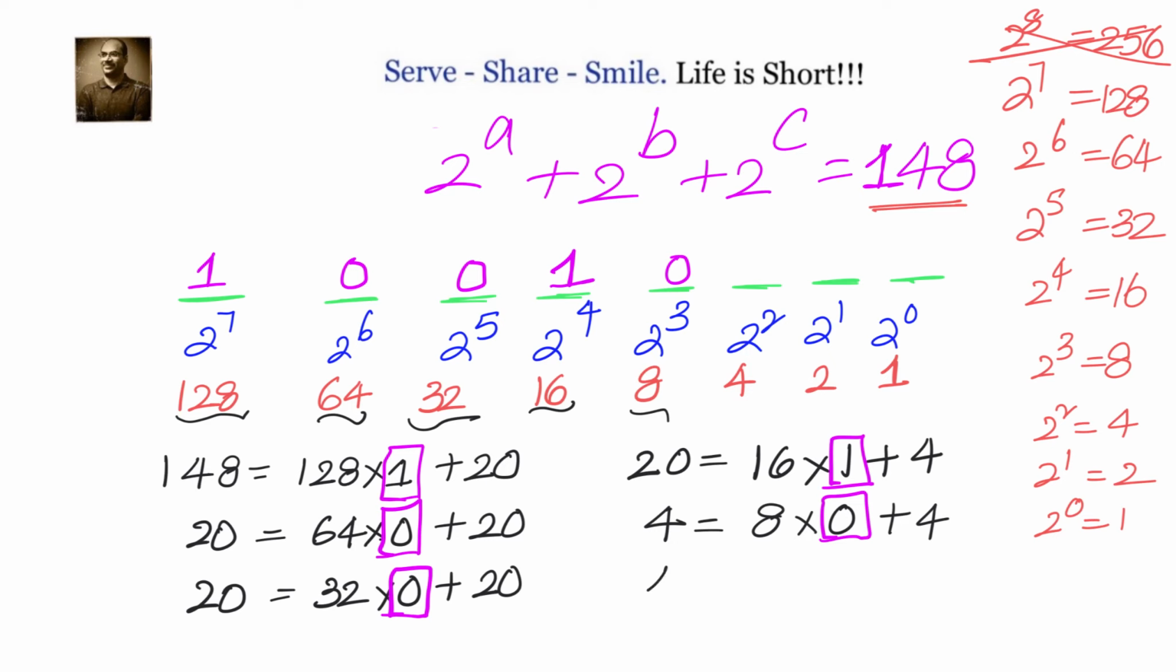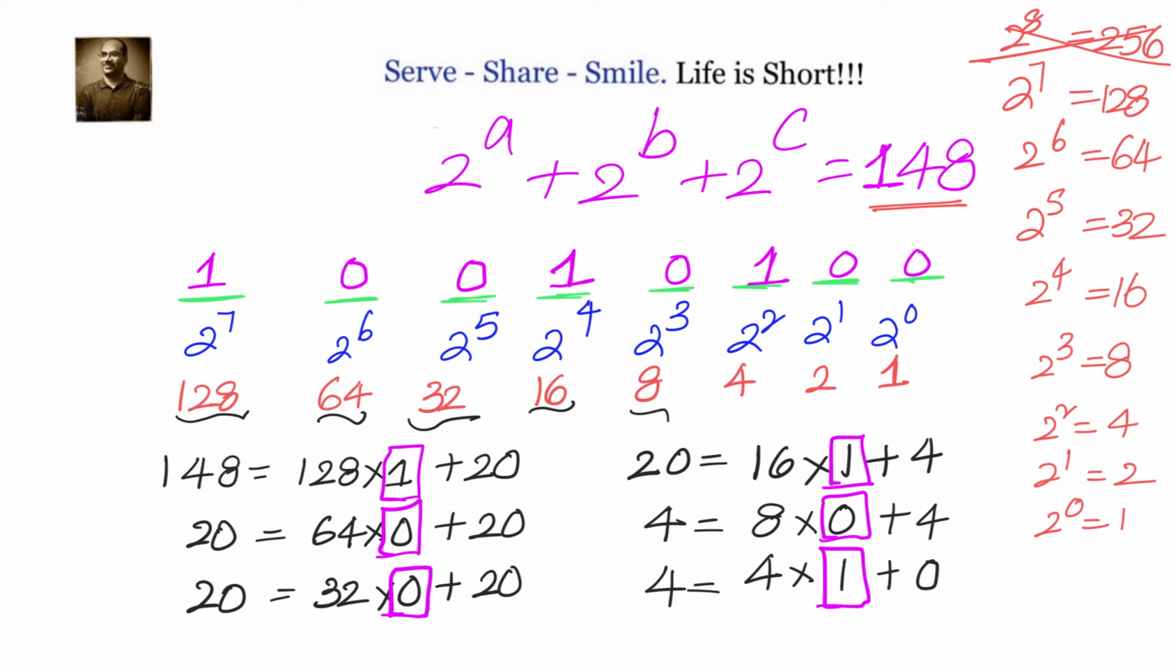Next we'll have 2 square, that is 4. 4 equals 4 into 1 plus 0. So for 2 square we have the value as 1. And since we are left with 0, 2 power 1 and 2 power 0 will be 0 only. So 2 square will be 1, and 2 power 1 and 2 power 0 will be 0 and 0. So the value of 148 in base 2 is 10010100.